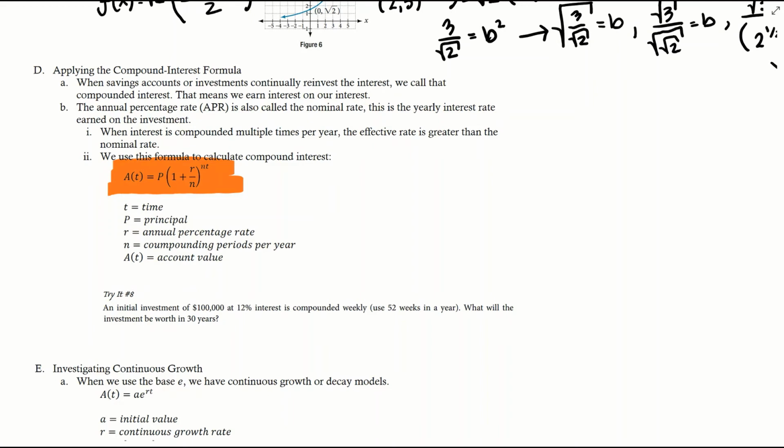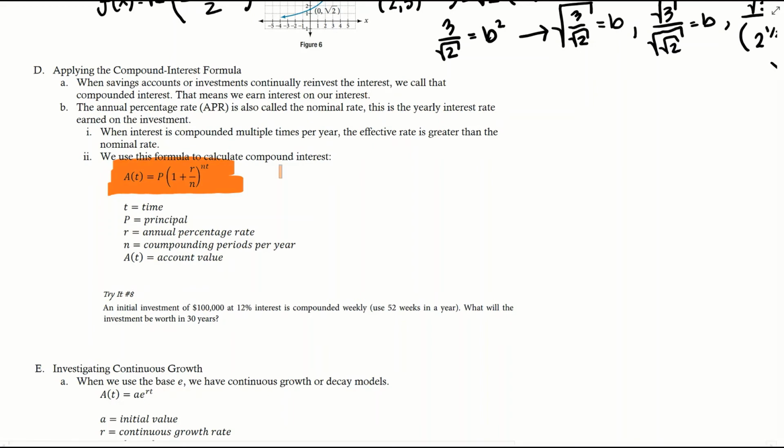Compounding periods per year: quarterly would be 4 times a year. There are 4 quarters in a dollar, so there are 4 quarters in any one year. What's another popular one? Monthly. That would be 12 times per year. Biannually would be twice a year. So A(t) is the account value at time t. You will also hear that called future value.